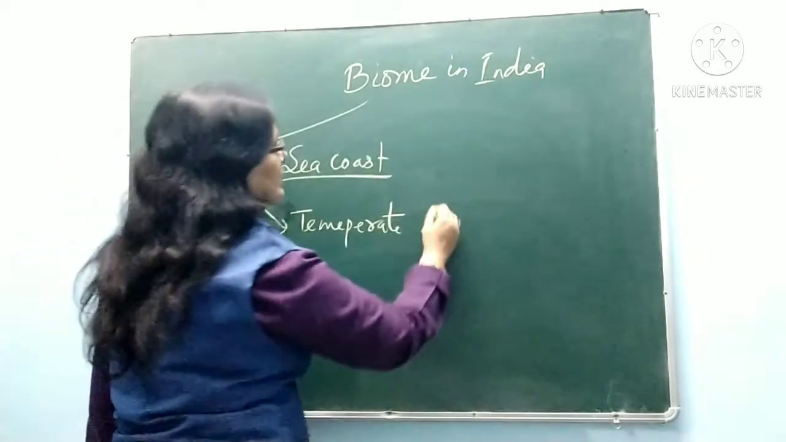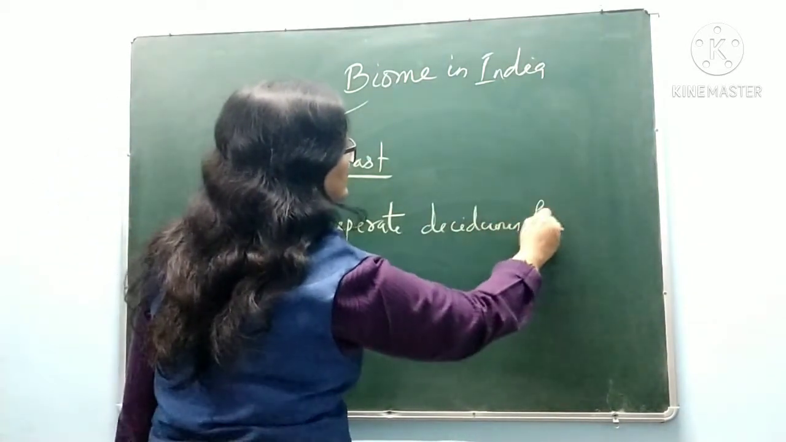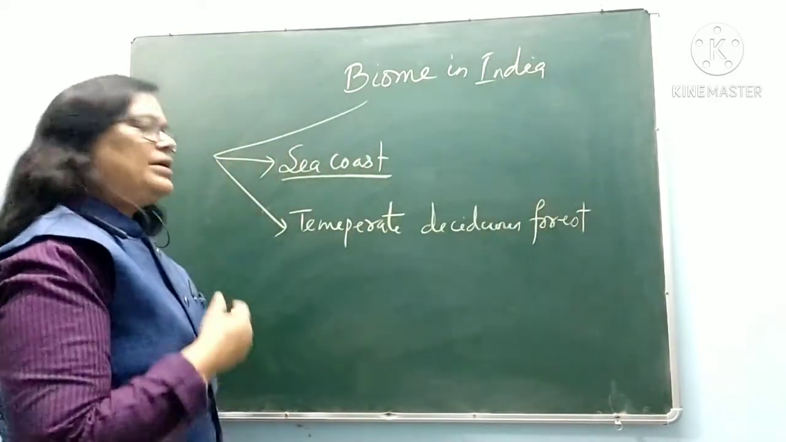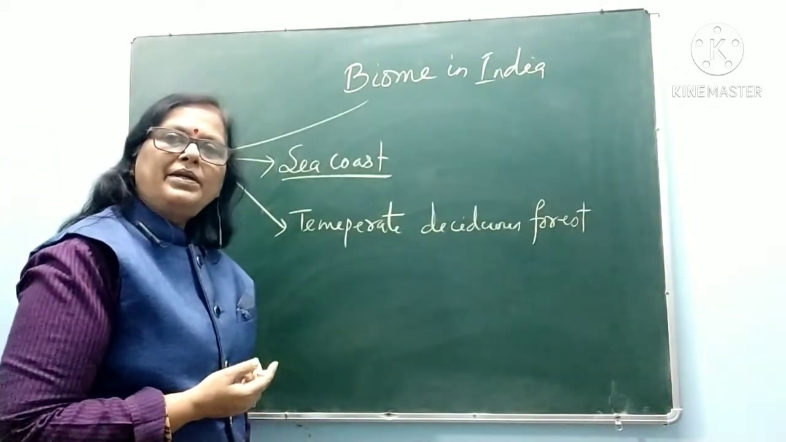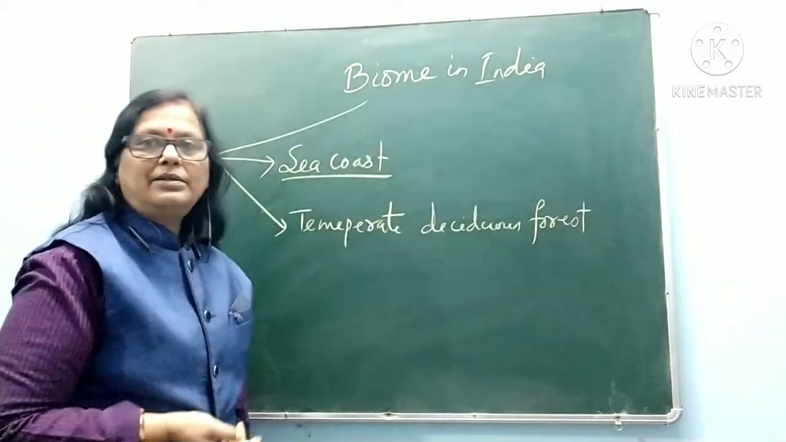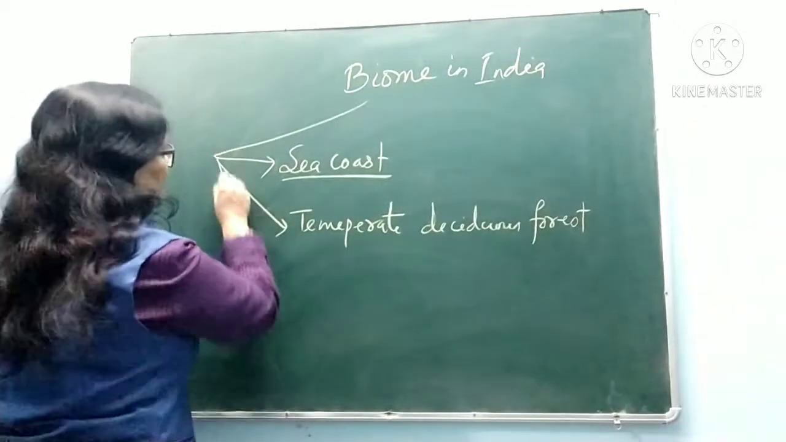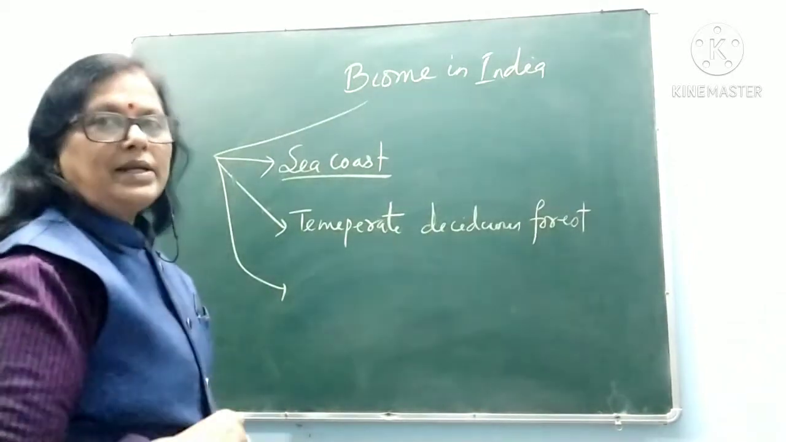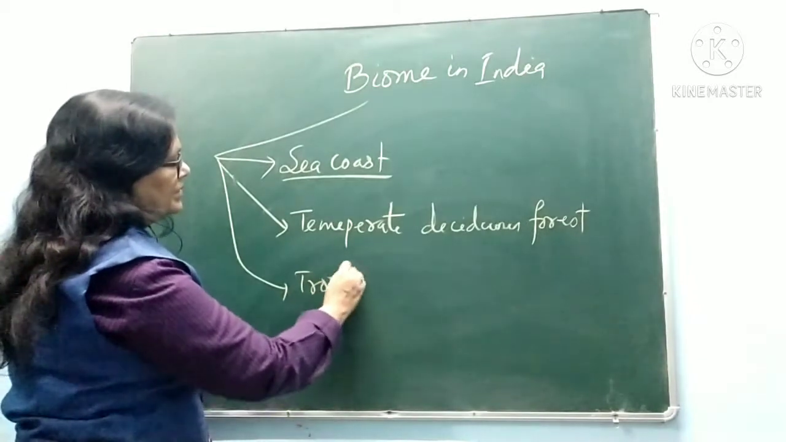deciduous forest. The temperate deciduous forest is present in MP, Bihar, Odisha, Jharkhand, Punjab, Haryana, Himachal Pradesh, where leaf fall is there, पतझड़ होता रहता है. The another one is tropical rainforest.